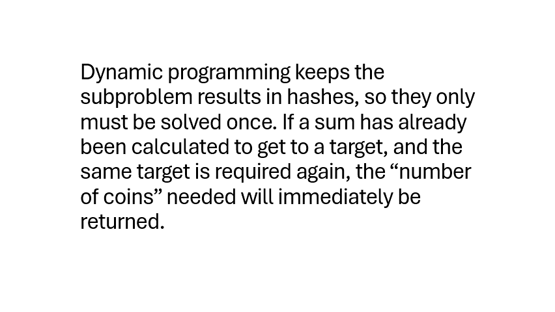Like I mentioned before, it keeps the results of the subproblems of the sums in hashes, so they almost must be solved only once. If it's already been calculated, and the same number is required again, the number of coins needed will be immediately returned. So if I had the first target as 26, and it does all its math to figure out the shortest route, and the output is 2, the very next time the target of 26 is required, instead of doing all the math again, it's going to say, oh yeah, you need 2 coins.